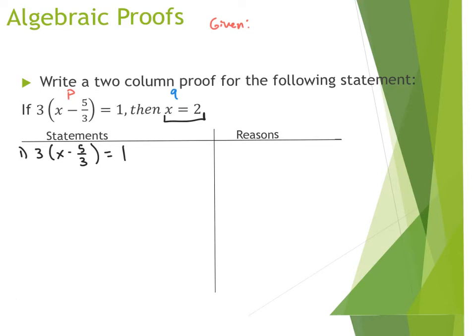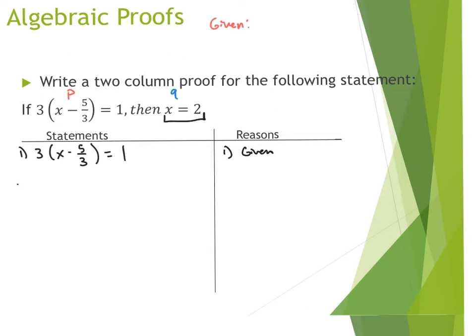Okay, so you're going to write this first statement, and then off to the side, your reason is that it is given. You will always have given for your first reason. Then you're going to solve. Solve one step at a time for algebraic proofs.